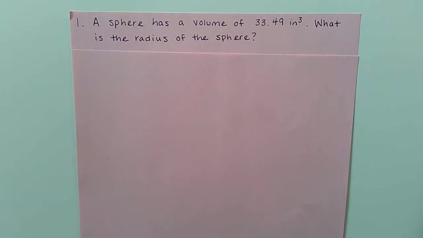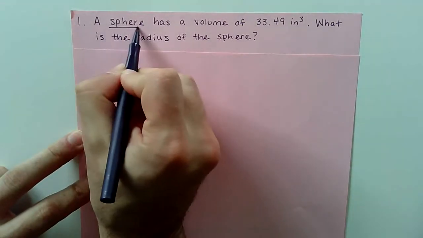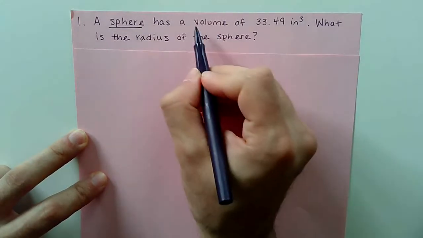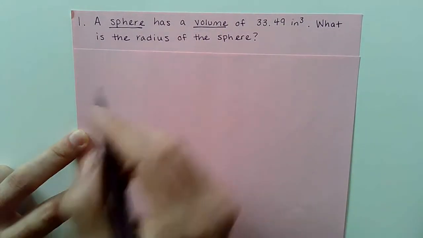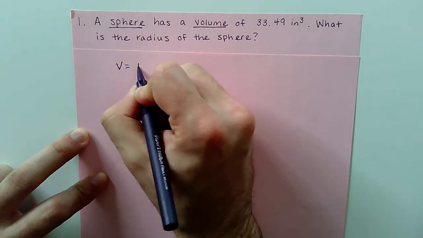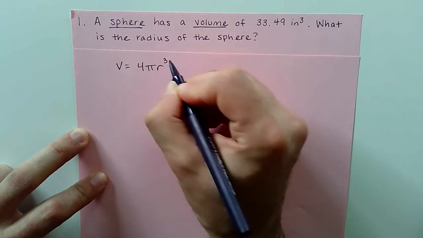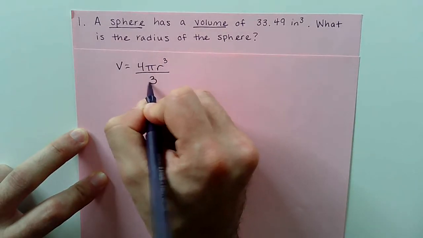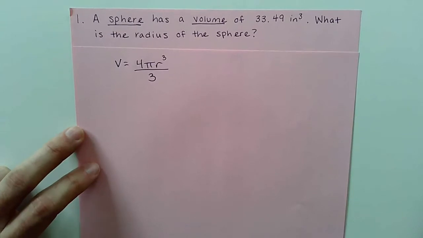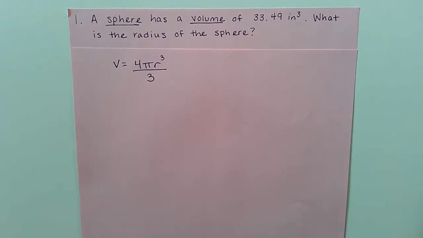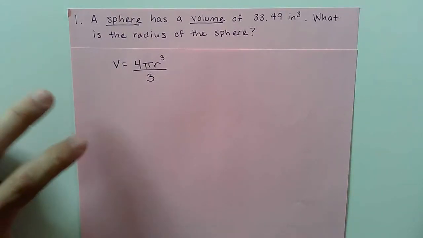We're going to look at spheres a little bit more in depth, and we're going to build off of what we did with cones, and we're going to work on finding a missing measurement given the volume of a sphere. So, because we're dealing with a sphere, we need our sphere formula for volume as well. The volume of a sphere is 4 times pi r cubed divided by 3.